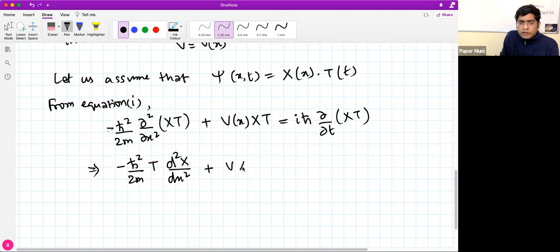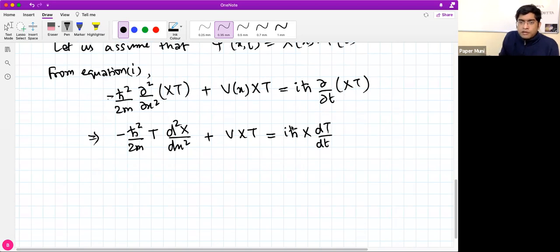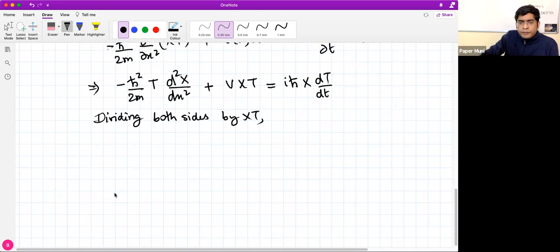Now plus V X T is equal to i h cut. Now this one also becomes a total derivative with respect to time, because the function which is left out in the derivative part is the time function. All right. Now dividing both sides by X T. All right. So what will we get? We'll get this equation. So this is minus h cut square by 2m.